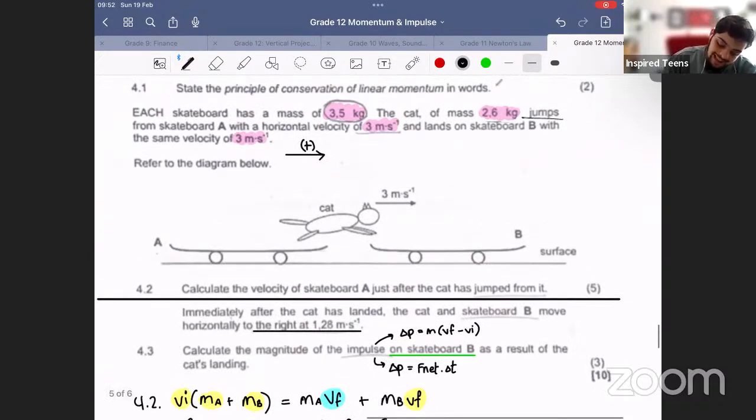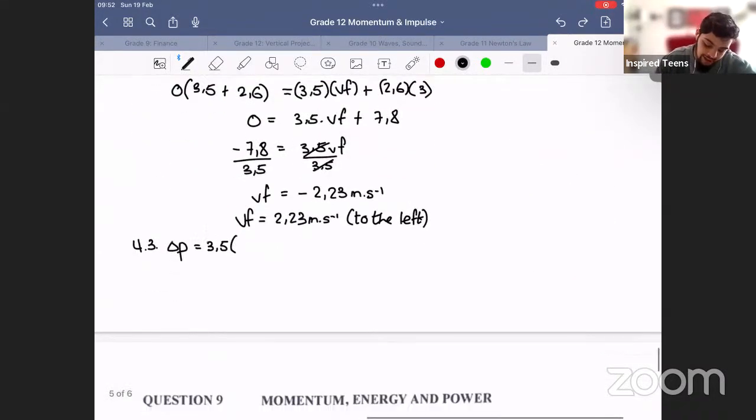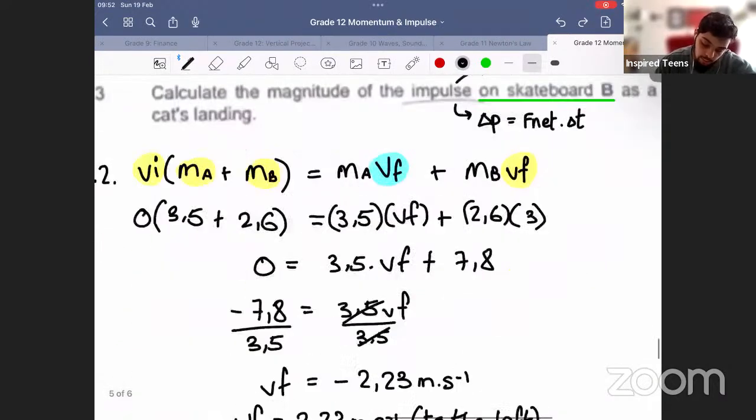Now remember, the cat lands with 3 meters per second, but it actually makes sense that when it lands, some of that force that it lands with is lost due to the contact with the skateboard, and therefore it doesn't move at 3 meters per second. It's also due to the weight, perhaps, of the skateboard that they don't actually move at 3 meters per second. They move at 1.28 to the right, which is our positive direction.